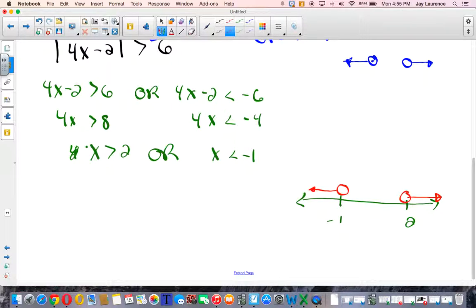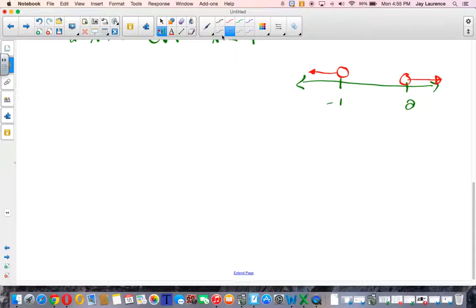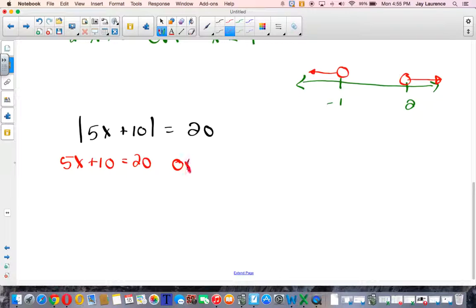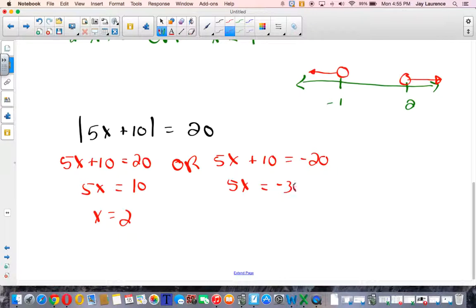And there you go. All right, if I had an equals, an equation, absolute value of 5x plus 10 equals 20, I'm going to do it like an or problem. I'm going to go 5x plus 10 equals 20, or 5x plus 10 equals -20. And I'll solve both parts. I'll get 5x equals 10, x equals 2, and then 5x equals -30, x will equal -6.